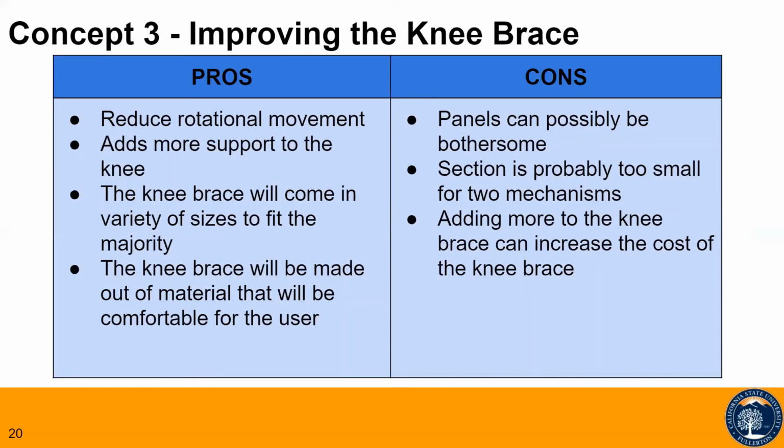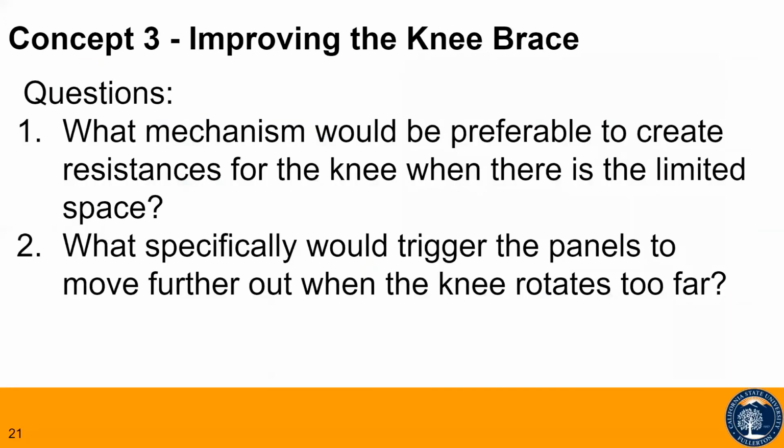As for cons, the panels can be possibly bothersome if not constructed well. Because the panel would be going in such a small place, it probably wouldn't be ideal to have one or two mechanisms within there. Also, adding more to a knee brace will just increase the cost. Some questions for this concept: what mechanism would be preferable to create resistance for the knee when there's such limited space? And second, what specifically would trigger the panels to move further inward when the knee rotates too far?